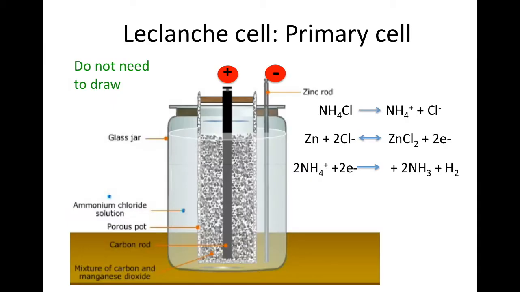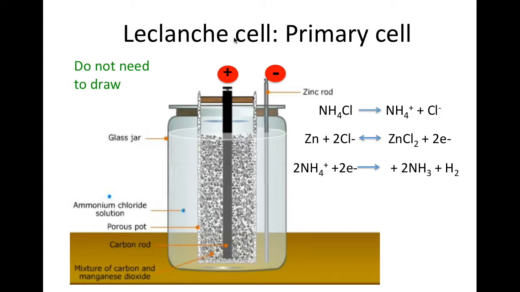Here is an example of a primary cell. It is called the Leclanche cell because it was invented by Georges Leclanche in 1866. So in this diagram, a carbon rod is placed within a porous pot, and this porous pot contains a mixture of powdered carbon and manganese dioxide. The porous pot is placed within a glass vessel that is filled with saturated ammonium chloride solution, which is the electrolyte. A zinc rod is also placed within the glass jar.